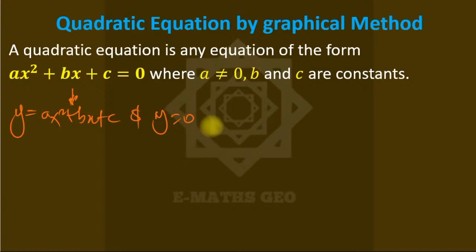So to solve a quadratic equation by graphical method, we need to plot these two functions. The first one, y equals ax squared plus bx plus c, and y equals 0. Another name for y equals 0 is the x-axis. So what is the implication of this?